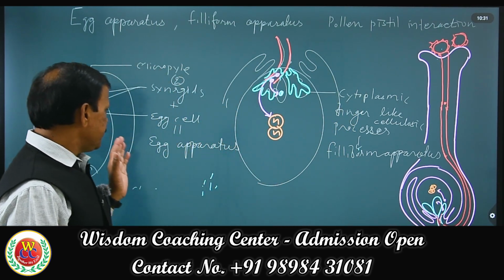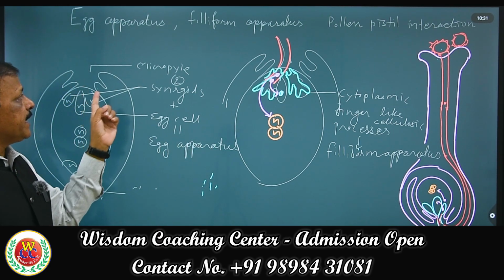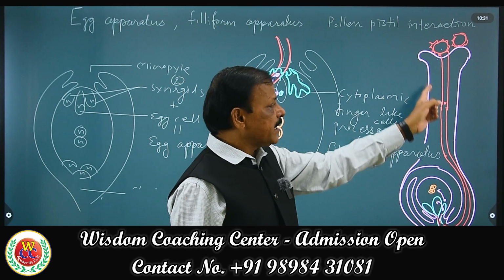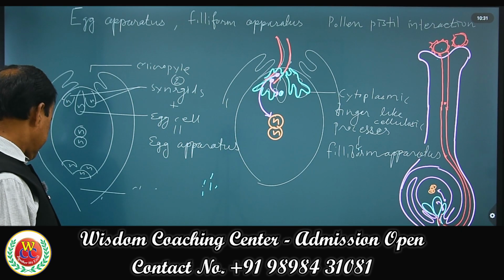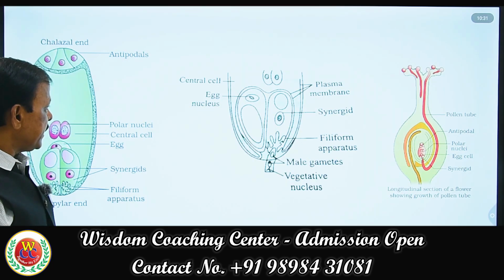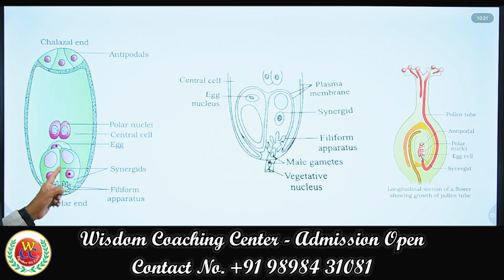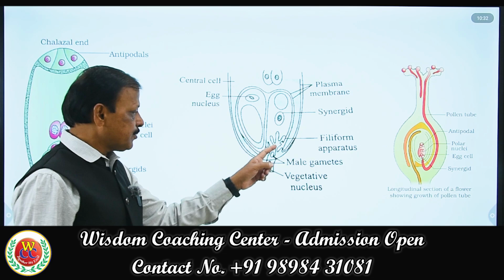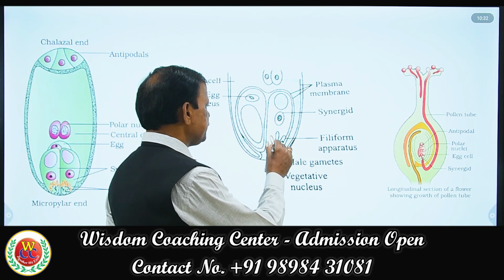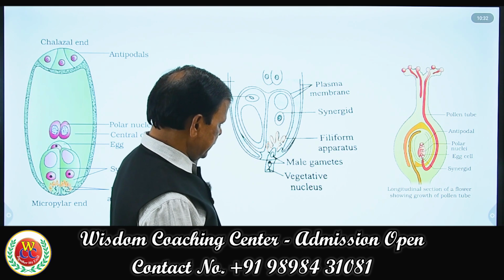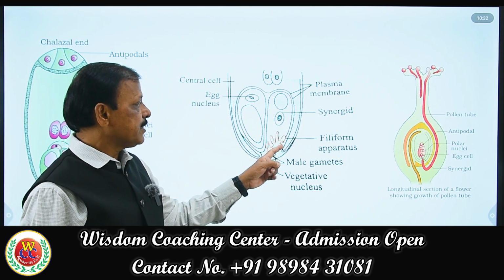So here we learn three short phenomena: egg apparatus, filiform apparatus, and pollen pistil interaction. We have diagrams available on the net showing the egg apparatus with two synergids showing finger-like projections. These finger-like projections, as already discussed, are known as the filiform apparatus, as they guide the pollen tube through the synergids as well as release the male nuclei. Here it is also very clearly shown: the finger-like projection of synergids called the filiform apparatus.